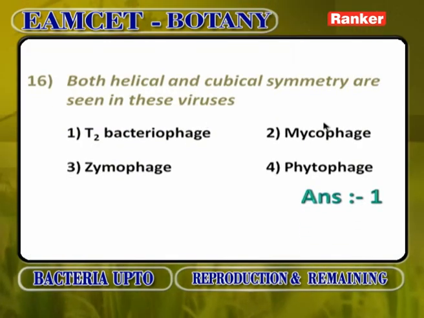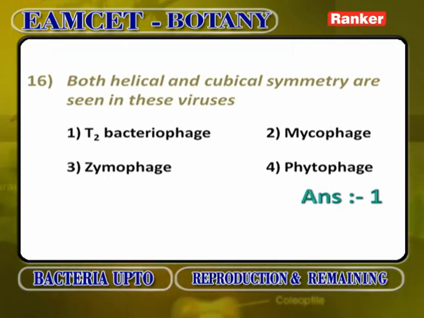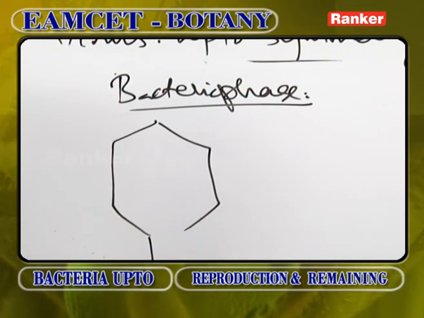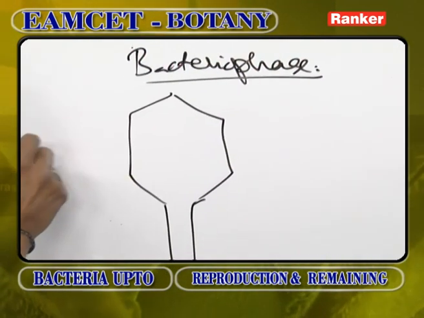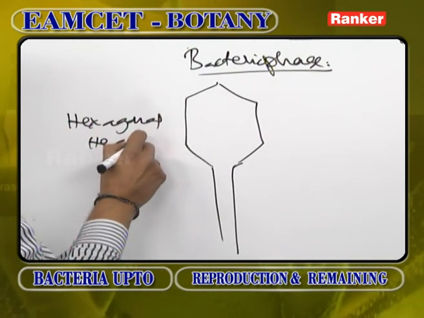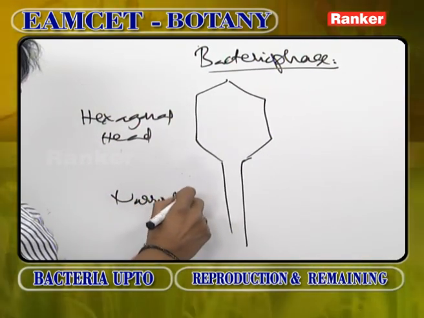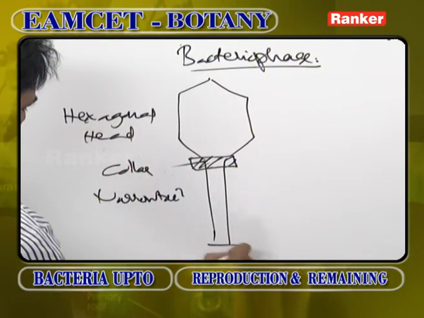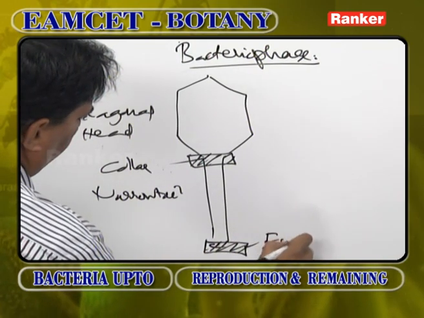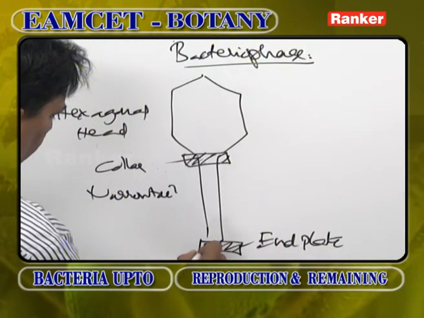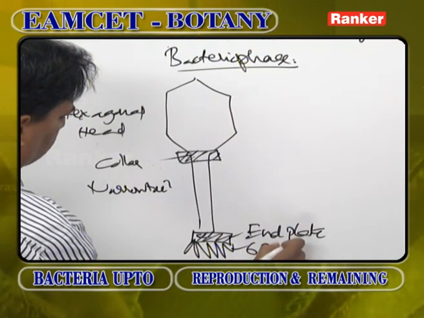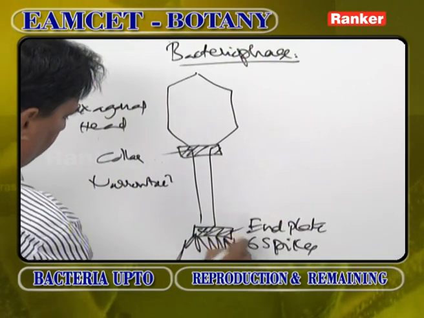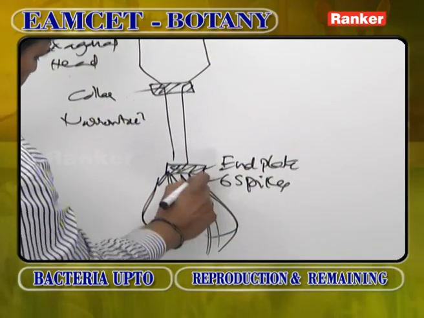Both helical and cubical symmetry are seen in these viruses. Every bacteriophage has a structure like this. It shows a hexagonal head and a narrow tail. In between the head and the tail there is a special structure called the collar. At the base of the tail there is a portion called the end plate or tail plate. The end plate gives rise to 6 spikes. Every spike produces a tail fibril, so in total 6 tail fibrils are present.